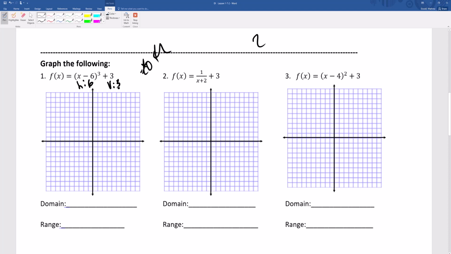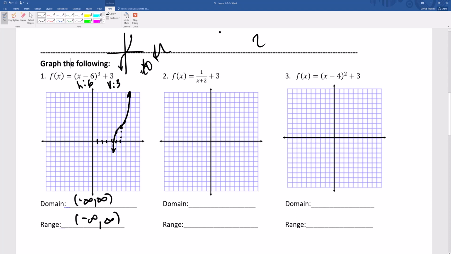Now, my parent graph, that's cubic, so it's going to have that shape. So I'm going to move over 6 spaces: 1, 2, 3, 4, 5, 6. Up 3. And then draw on the graph. Domain projects everything down, so negative infinity to positive infinity, range negative infinity to positive infinity.